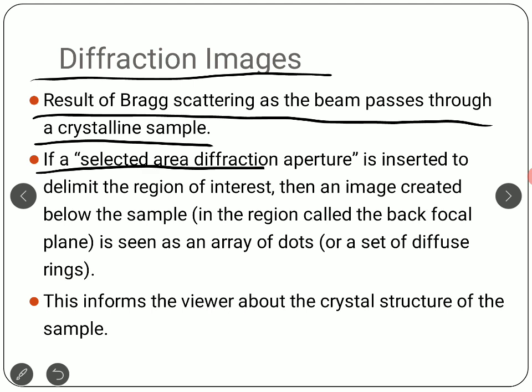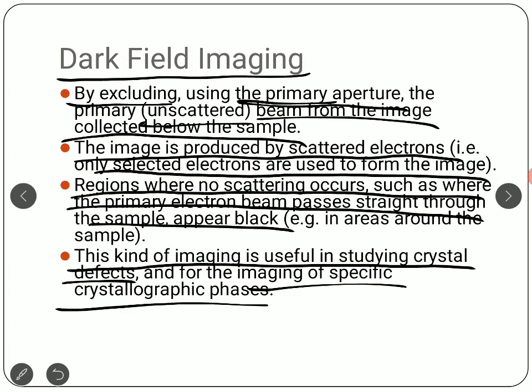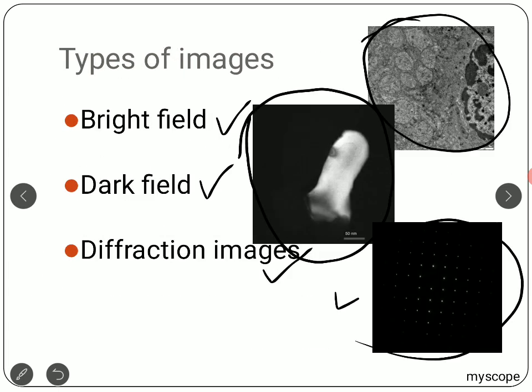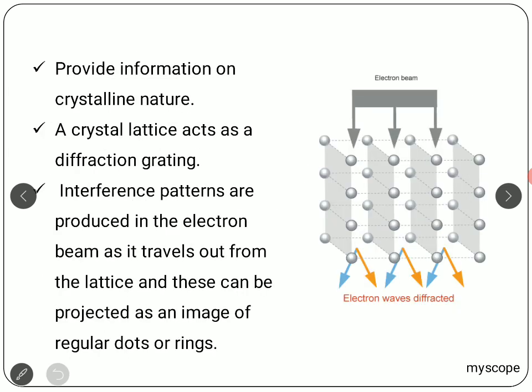If we consider a selected area diffraction aperture which is inserted to delimit the region of interest, we basically take a very small region, and then an image is created below the sample, and this region is called the back focal plane, and it is seen as an array of dots. As I have shown you here, it looks something like this, an array of dots. This informs the viewer about the crystal structure of the sample. If you have a very crystalline sample with a long-range arrangement of the atoms, it will show these kinds of dots of the diffraction pattern.